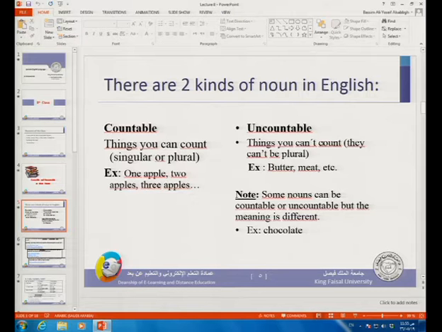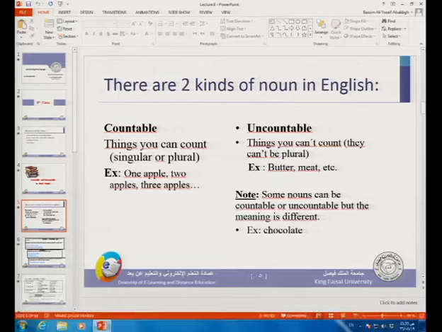So the difference between countable and non-countable nouns is that countable nouns are things that we can count. Uncountable nouns are things we cannot count. Countable nouns can be singular or plural. Uncountable nouns cannot be plural, right? They are treated as singular, using verbs like is and so on.